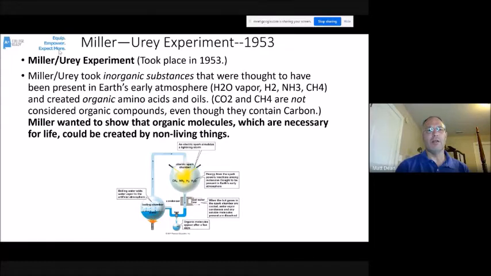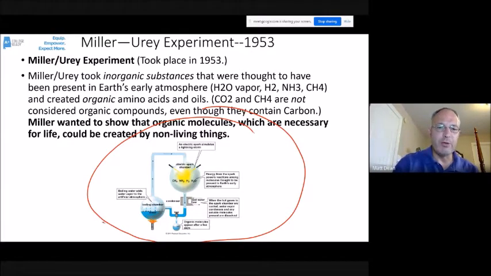But essentially what Miller and Urey wanted to show was that inorganic substances, substances that didn't come from living things, that weren't really carbon-based, could be used to make organic substances. So they took gases that they thought were in the Earth's early atmosphere, things like water vapor, hydrogen gas, H2, ammonia gas, NH3, and methane, CH4. They put those in a chamber like the one you see down here at the bottom of the screen.